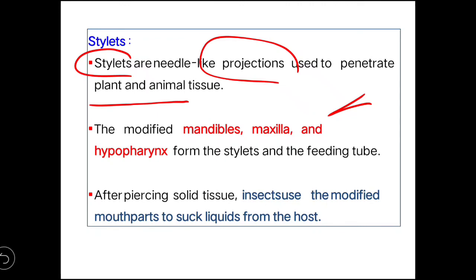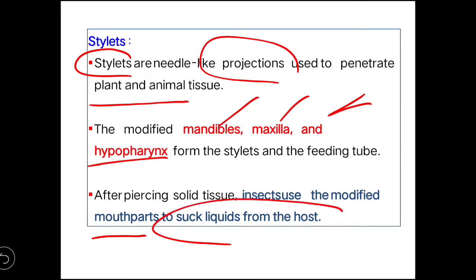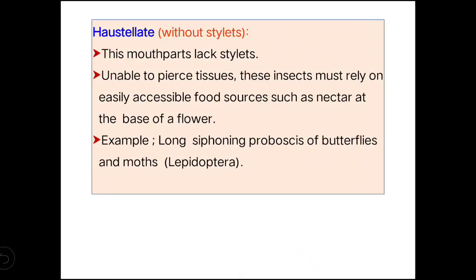of the plant or animal. So the stylets are nothing but the modification of mandible, maxilla. How does the stylet form? How is the piercing organ formed? By the modification of mandible, maxilla and hypopharynx. So after piercing the solid tissue, the insect uses the modified mouthpart to suck the liquid from the host.